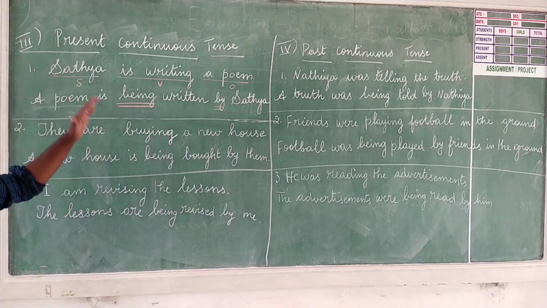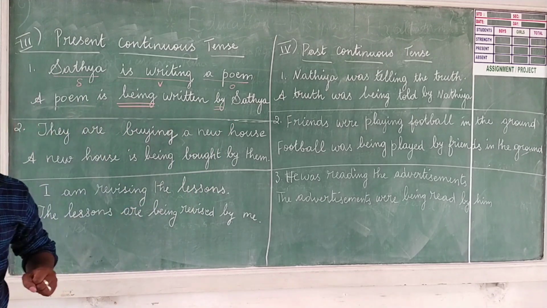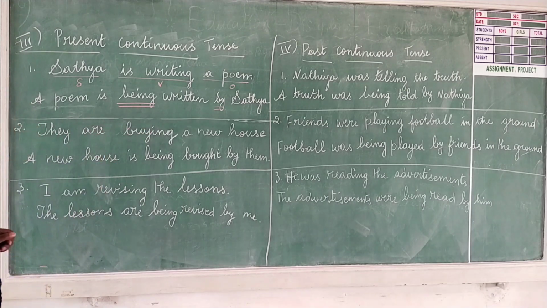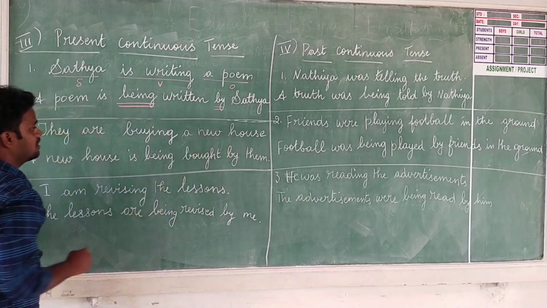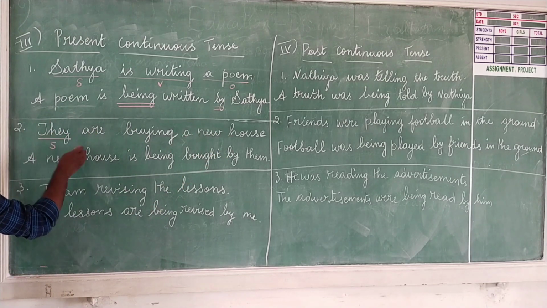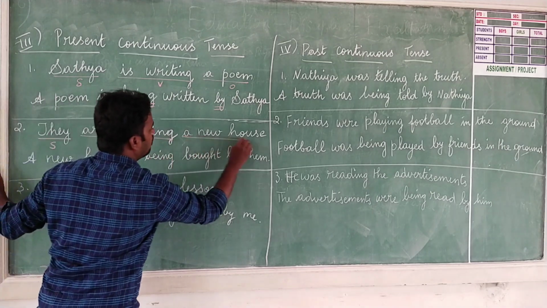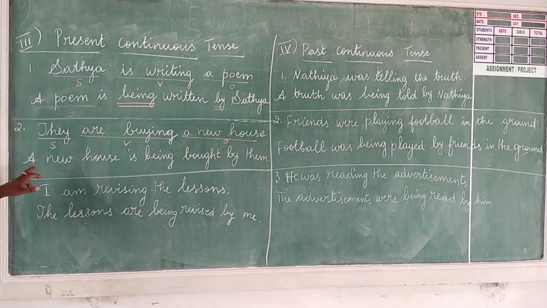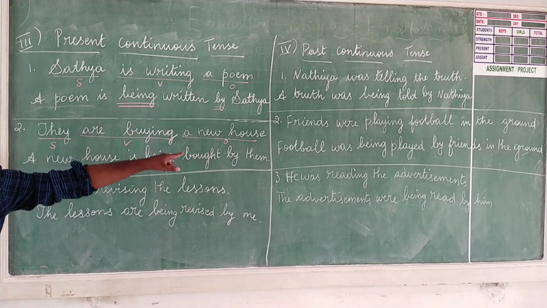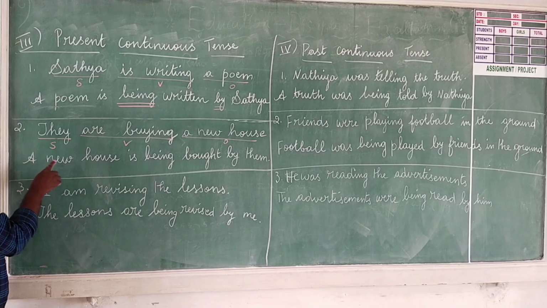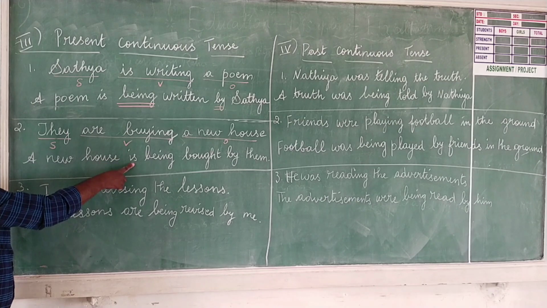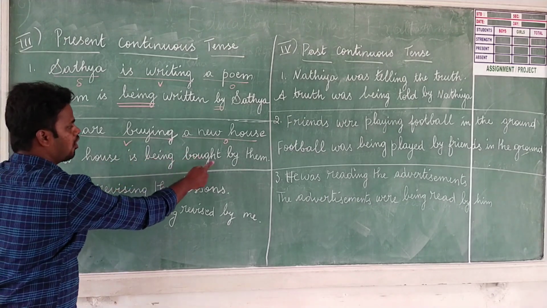In all continuous tenses, whether it is present continuous or past continuous, we need to add being. Remember, children. They are buying a new house. In this sentence, they is the subject, are buying is the verb, a new house is the object. They is a plural form, so we are using the plural verb, are. They are buying a new house. In the answer, the subject is singular, a new house, so we need to put a singular verb. Clear? A new house is being bought by them.